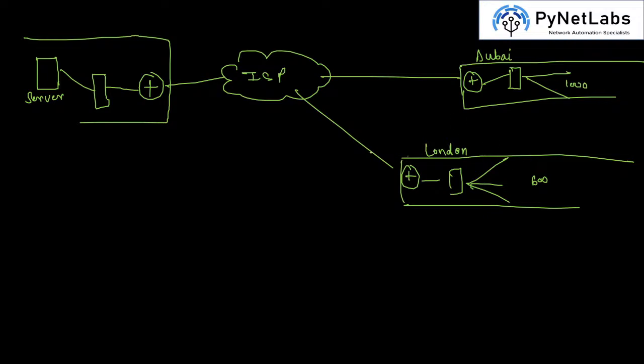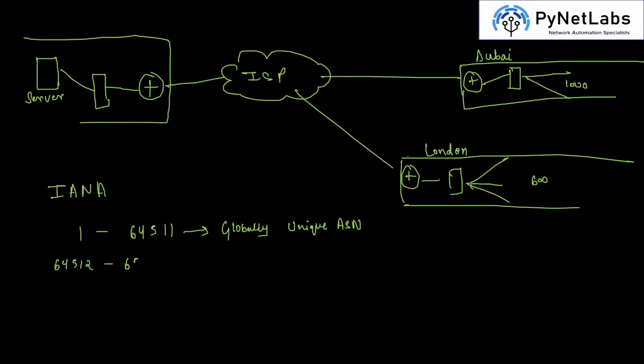So what is the range of these numbers? That's another question. IANA can provide you autonomous system numbers from the range of 1 to 64,511. These are globally unique autonomous system numbers. Then there is a private range as well, which can be used for testing or other purposes, which begins from 64512 and ends at 65535. These are basically the private ASNs.